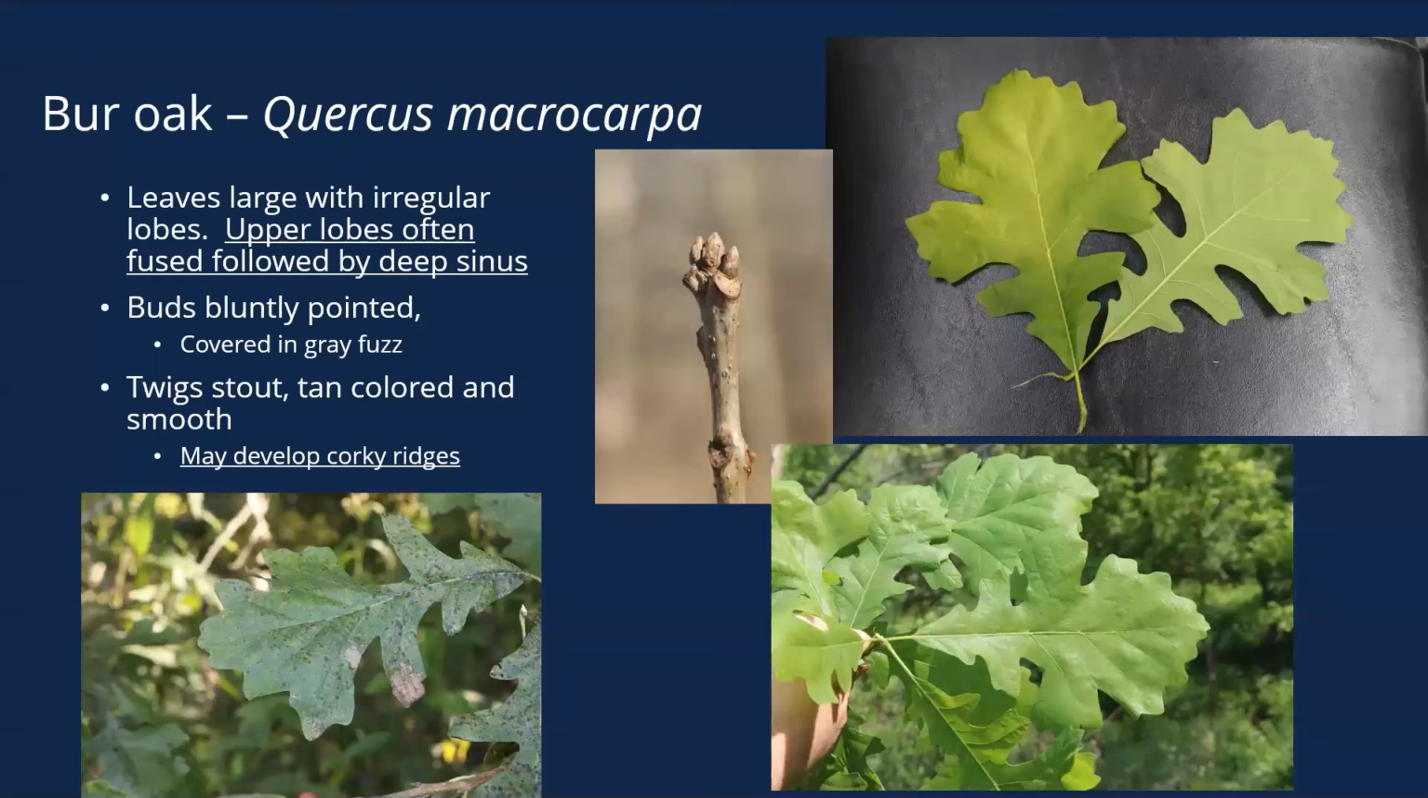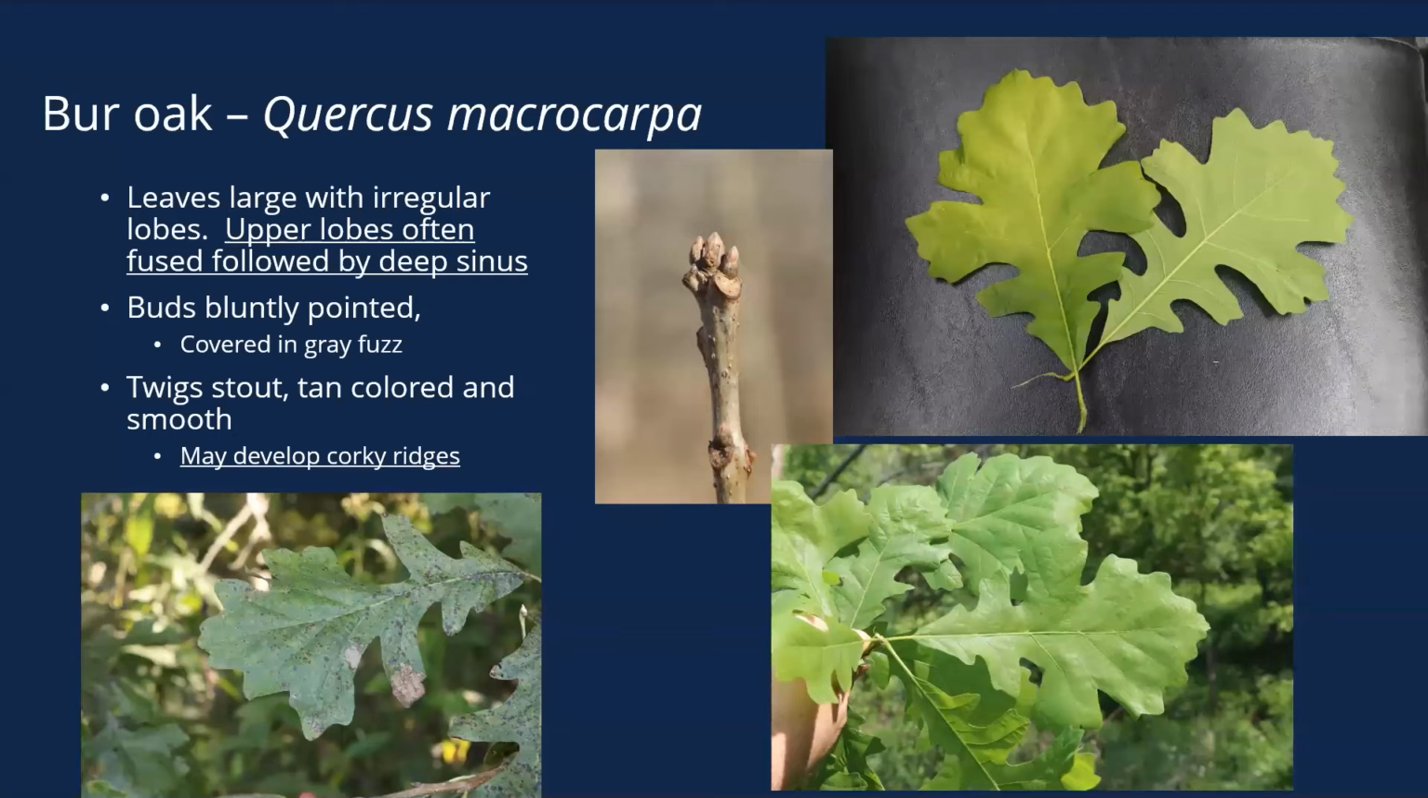So bur oak leaves are pretty large, right? They're variable in shape, variable in conformation, and they have irregular lobes, which means they're not regularly lobed like a white oak. One of the characteristics that seems to be common with bur oaks is the upper lobes. The upper 2 or 3 lobes are often fused together. And so you get the top of the leaf that is not really a lobe, but just a big chunky top. And that's followed by a couple of deep sinuses below that, deep cuts into the leaf below that fused upper part.